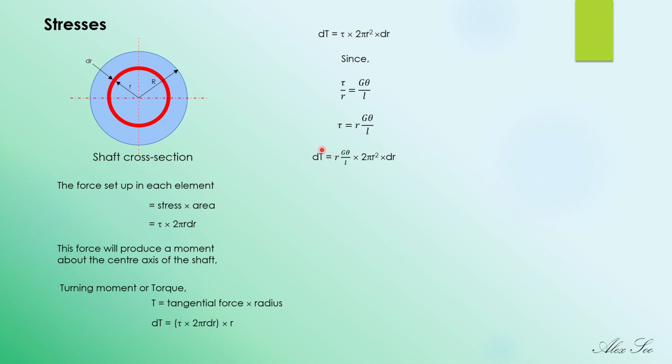So to find the total torque, that means you must integrate both sides. The left hand side you have to integrate with respect to T, and then this side you have to integrate with respect to r. Okay, so r times this r here, so you have r cubed. So you have this equation, then integrate for the total torque. So you have this. So it starts from 0 to radius R.